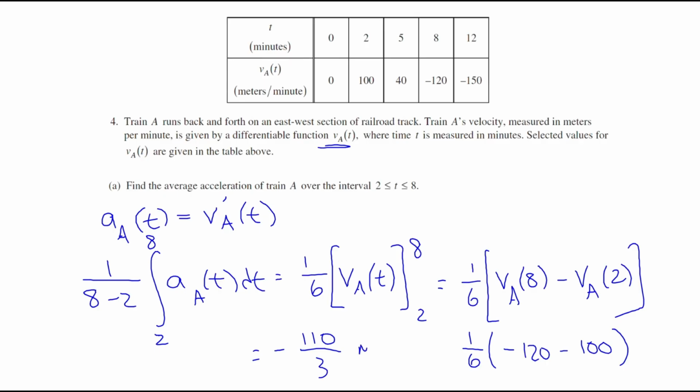If you want to put your units, it's meters per minute squared. It doesn't ask for the unit, so it's not really necessary, but you're always welcome to put it. They just gave you 1 point there for getting the correct answer.